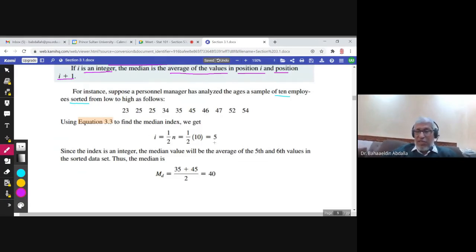How to find the median? It is sorted. That's very nice. One step is done for us. Now we immediately find the median index. I have how many numbers? 10. So 10 divided by 2 is 5. So the median index is 5.